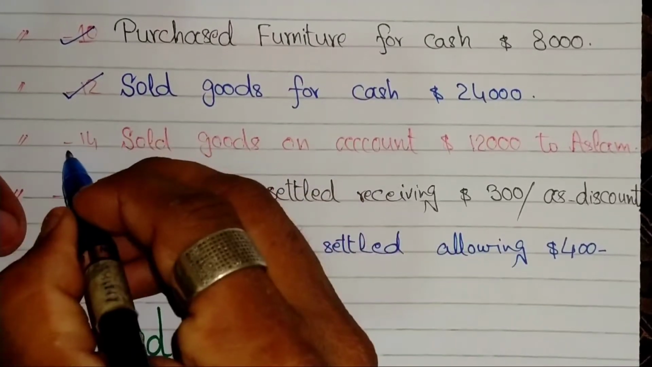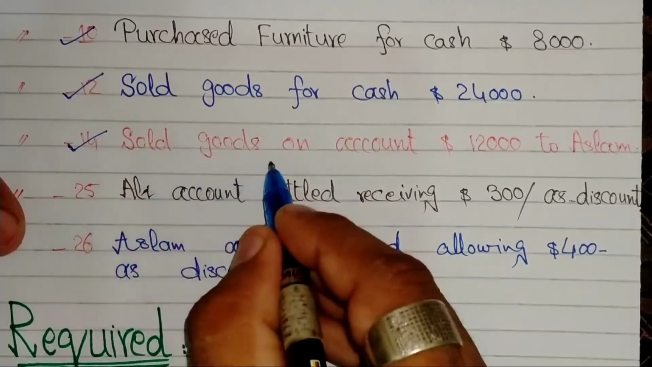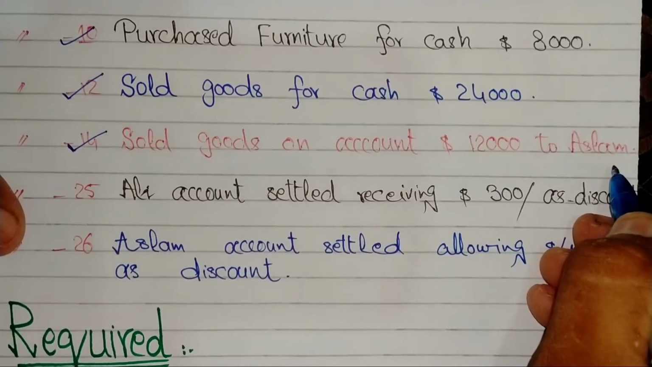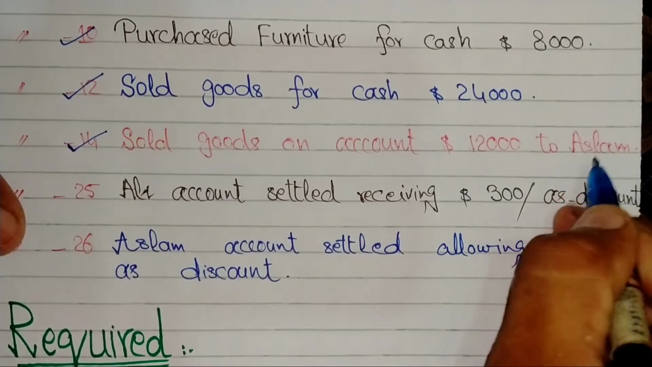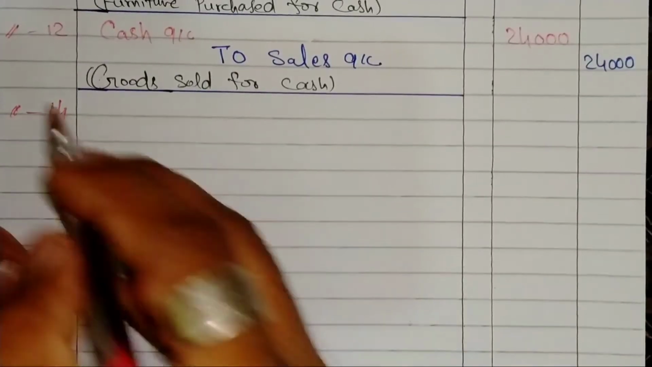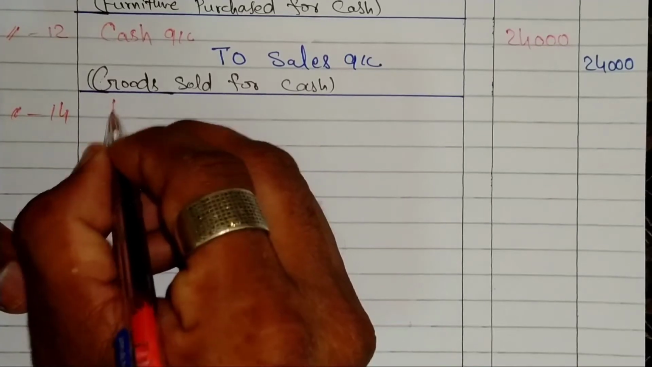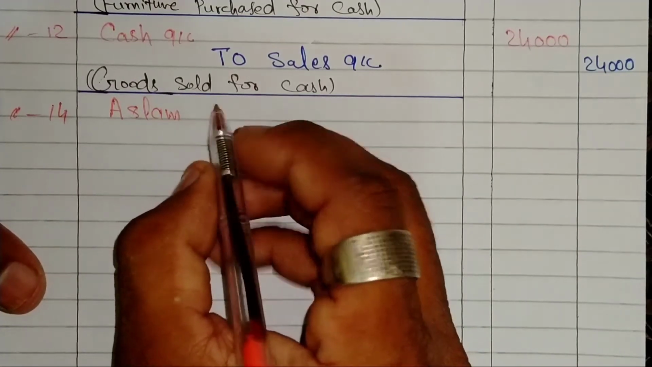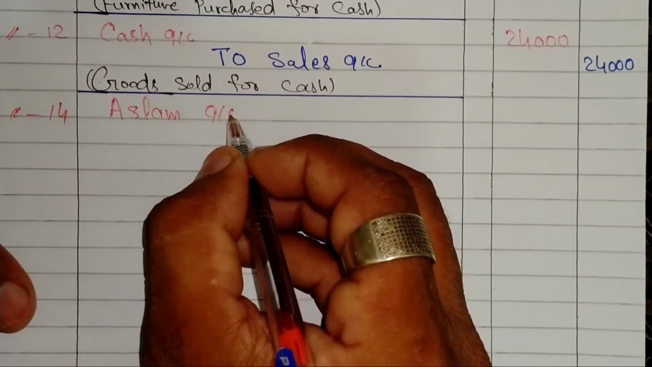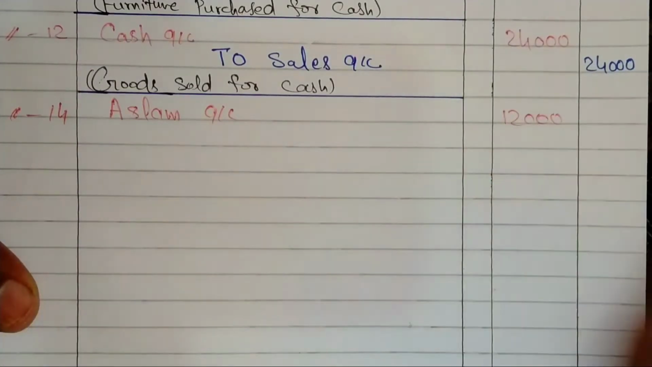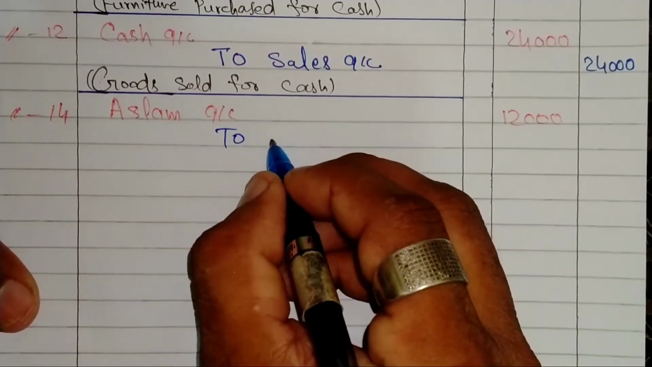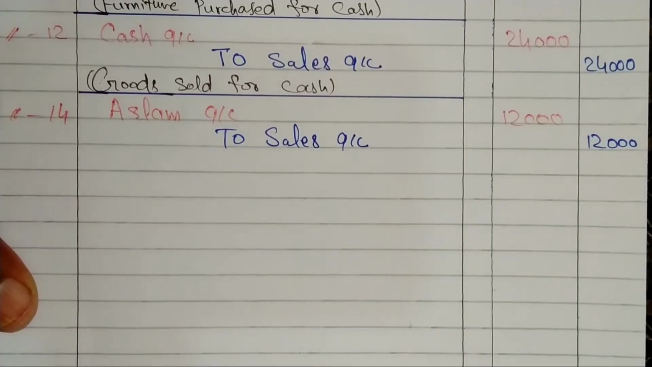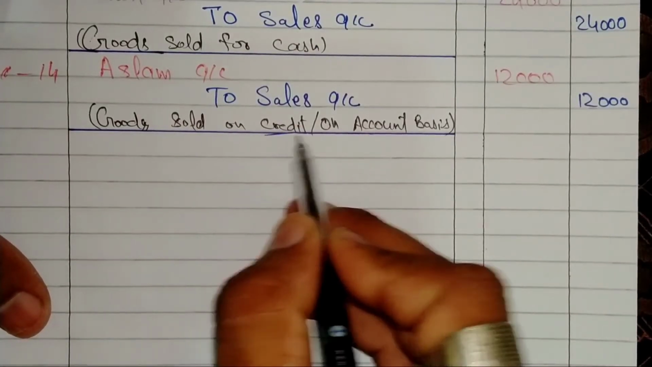Next transaction is on 14th March, sold goods on account with amount $12,000 to Aslam. Aslam may be called the customer of the business, right? On 14th March, Aslam account will be debit. We will enter the customer name because sales done on credit basis. So Aslam account will be debit with amount $12,000 to sales account credit. That's it. With amount $12,000 with description: goods sold on credit or on account basis.